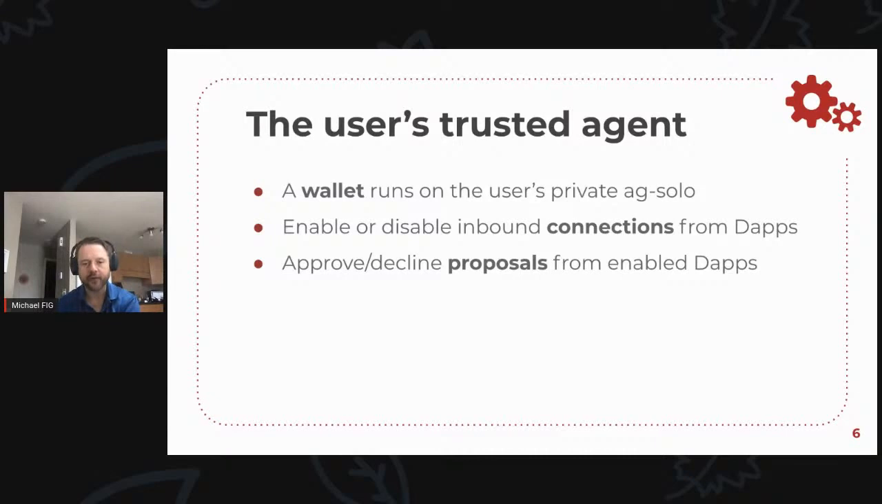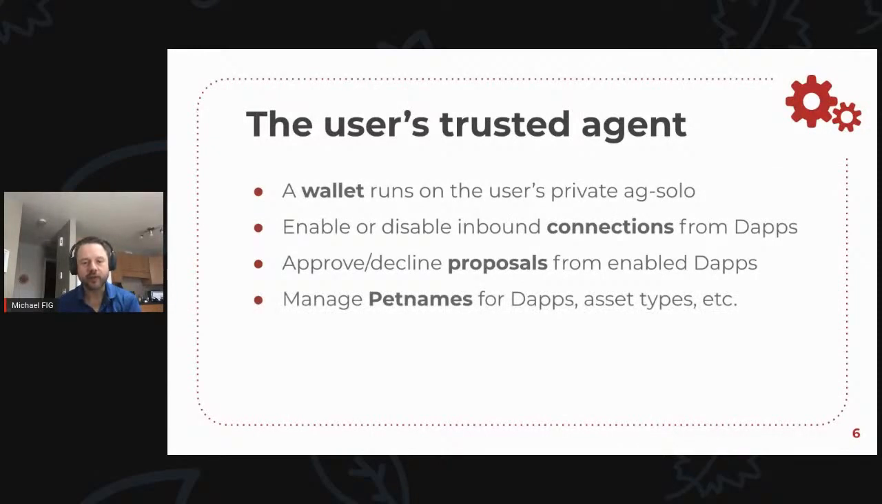And these are Zoe offers that basically the Dapp says, I want to have the user offer something. And then the wallet pops up the message and the user can say, yes, I do want to enact that proposal, or else I just want to decline it.